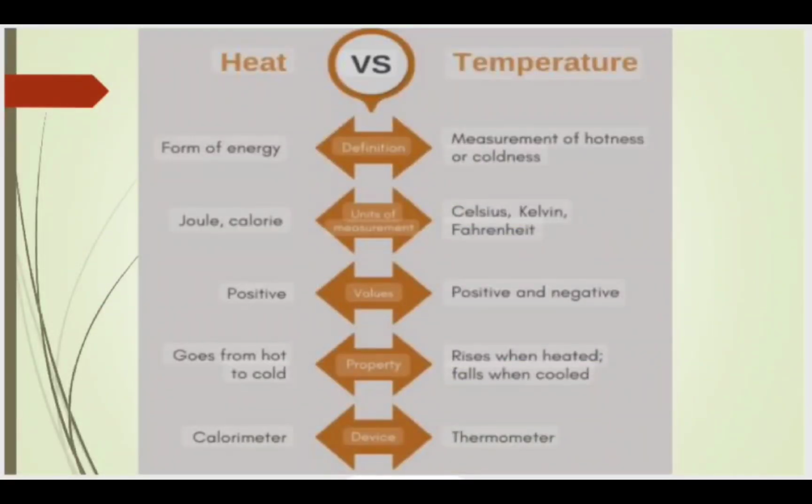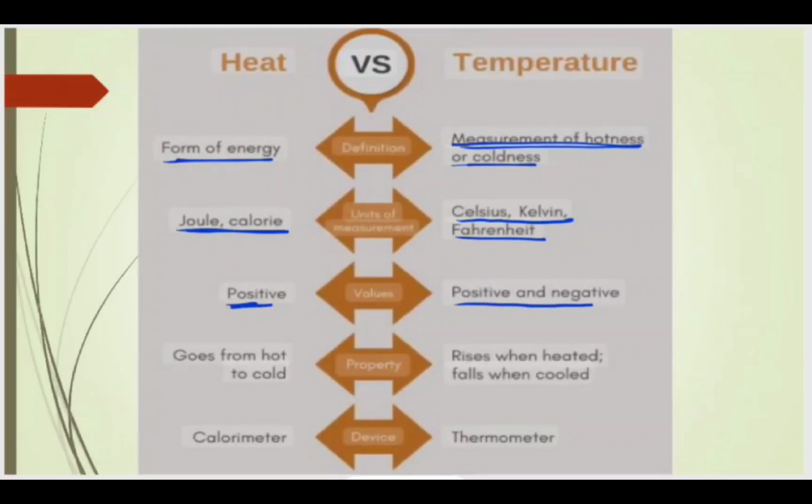Let's have a differentiation chart between heat and temperature. So what is heat? It is a form of energy. What is temperature? It is a measure of hotness or coldness. Heat is measured in joules and calories. Temperature is measured in Celsius, Kelvin, or Fahrenheit. Heat is positive. Temperature can be both positive and negative. The temperature can go down to -20, -40, but heat will always be a positive number, a positive magnitude.